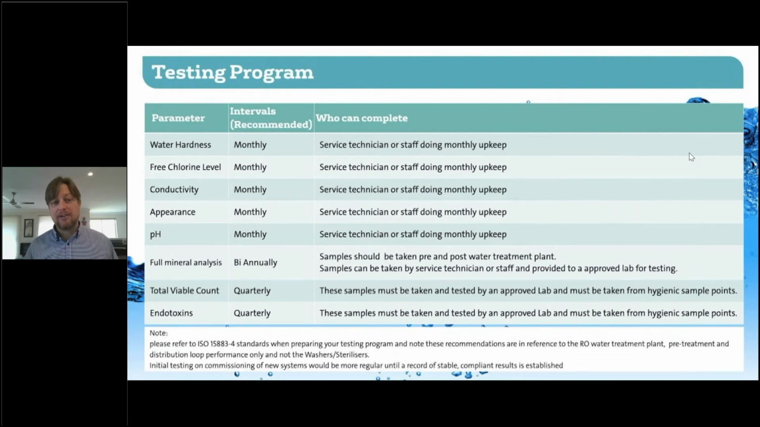Now, your bacteria count and your endotoxin count, which you'll need to be doing probably quarterly, I would say, for your compliance. This is something that really needs to be taken by an approved lab. You need to have hygienic sample points on your loop, and these samples need to be taken in a sterile container. And so really we recommend that you contract an approved laboratory to take these samples and test for these results for you.